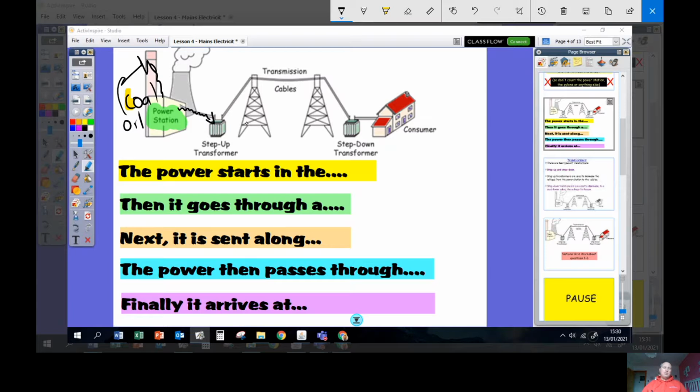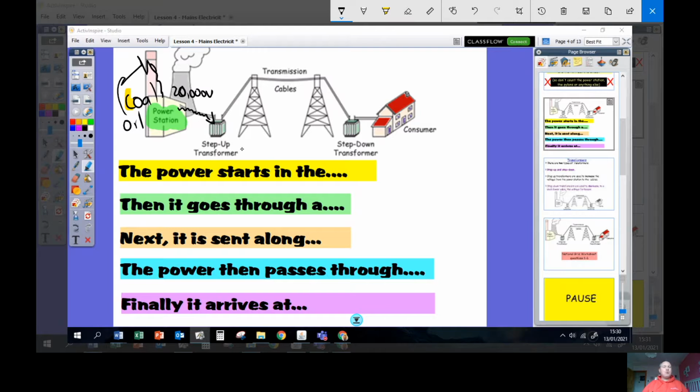Now, why would you want to do that? Well, let's talk about the job it does. Whenever the power comes out of the power station, it comes out at about 20,000 volts. Can be a bit more, can be a bit less, but it's in the tens of thousands. So maybe 10, 20, 30,000 volts coming out of the power station.